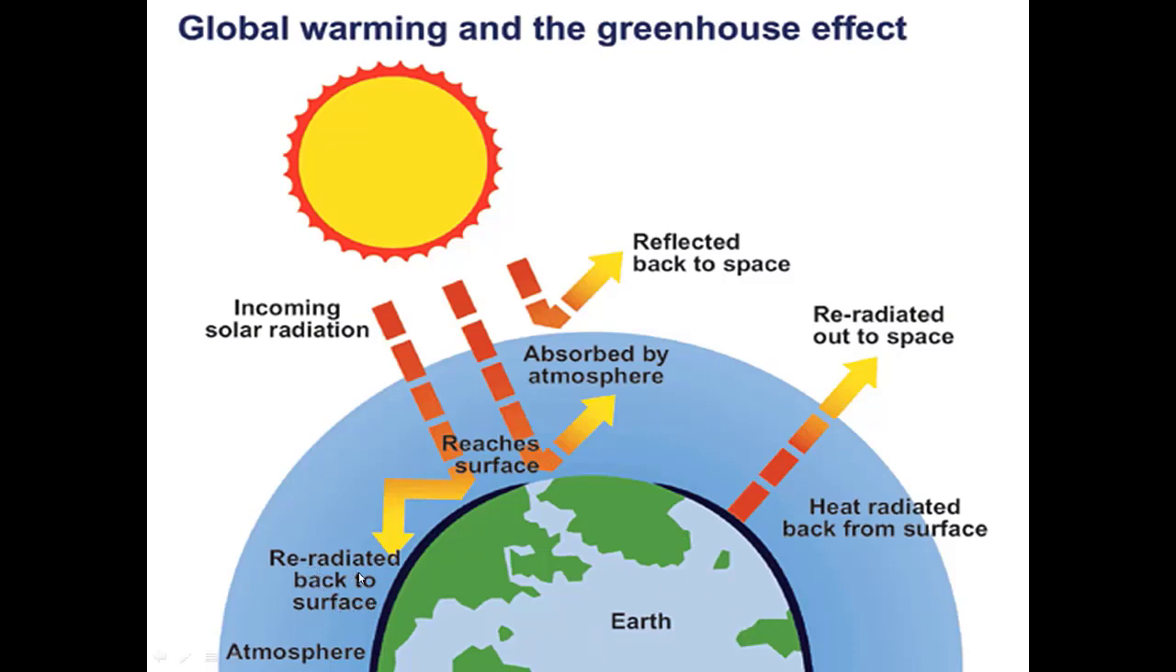Here some of the radiation is re-radiated back to the surface because of the atmospheric gases, the greenhouse gases. This is not going into space, but it is re-radiated back to the surface. So this is the whole process of the greenhouse effect. And this is the reason why it is re-radiated back: because of the increased amount of gases being added because of human activity, more heat is being radiated back to the surface, causing global warming.